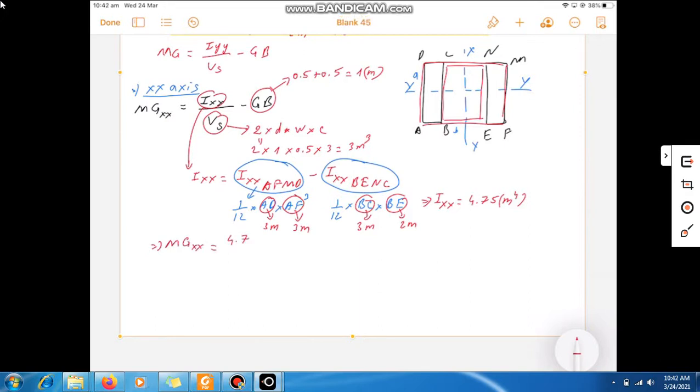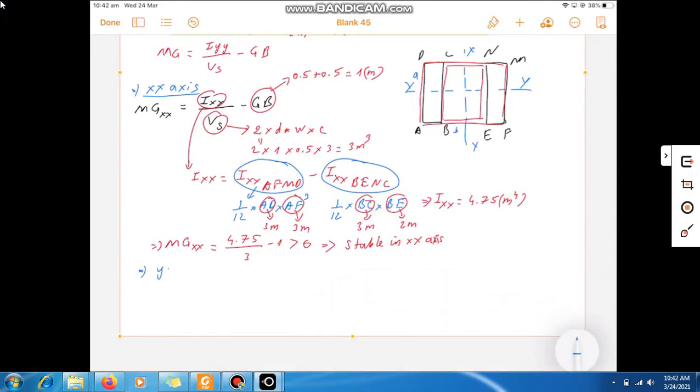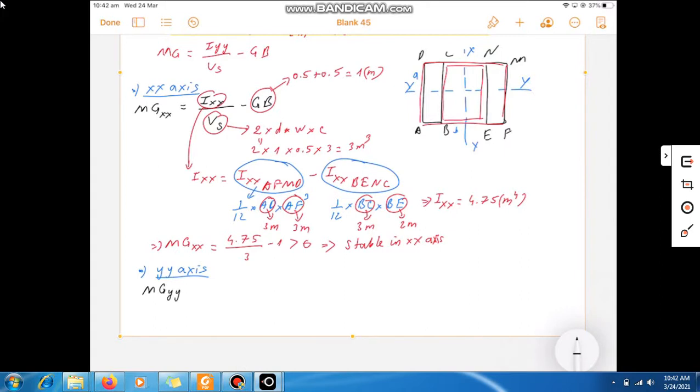Okay. So from here we have Ix is 4.75, which is meter to the power 4. Okay, so we will have MZ Ix will be equal to 4.75 divided by 3 minus 1, and so this one is positive. Okay, and when MZ Ix is positive, the system will be stable in the XX axis.